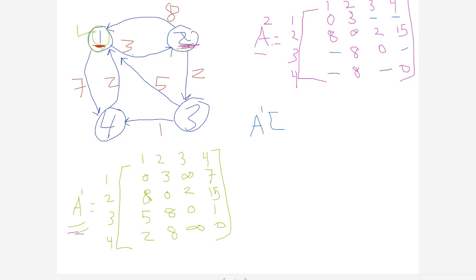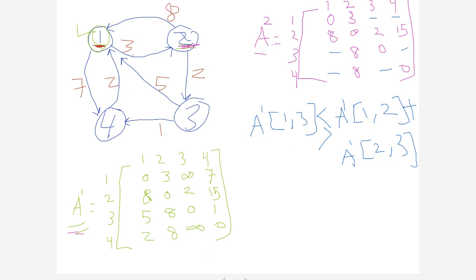from 1 to 3, is it less than or greater than A 1, 1 to 2, because now 2 is intermediate, plus A1, 2 to 3.